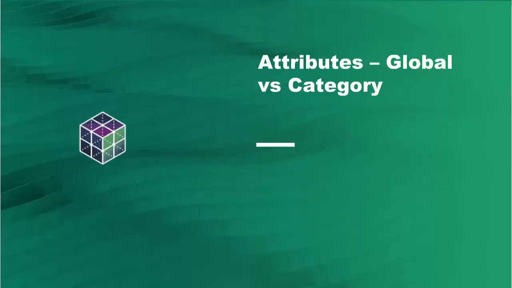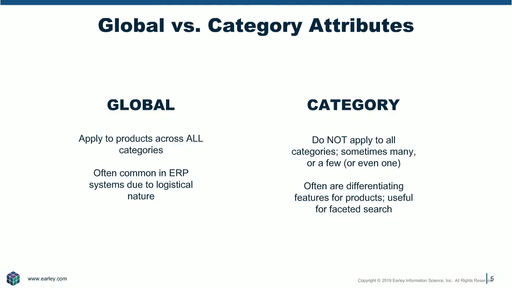All right, so let's dive on in. Let's start with our global versus category attributes. Jason, what can you tell us about the difference between global and category attributes? What are global attributes? So it's actually a very simple kind of binary rule. A global attribute is an attribute that applies to every single product in every single category that you sell.